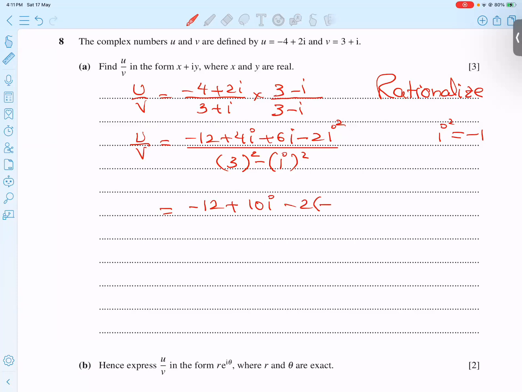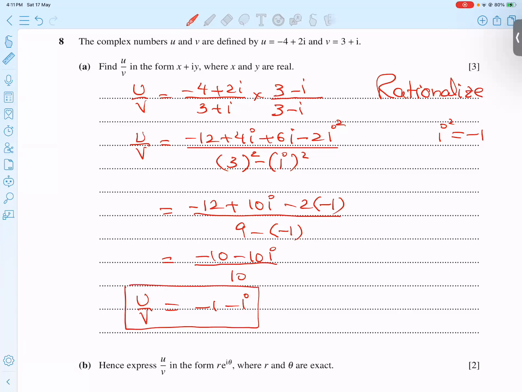And negative 2 times i squared, negative 1, gives positive 2. In the denominator, 3 squared is 9, and minus i squared is plus 1, so I get 10. Negative 12 plus 2 gives negative 10. So negative 10 and 10i, over 10. And finally, I got negative 1 plus i. I hope the concept is clear and we have done the first part.